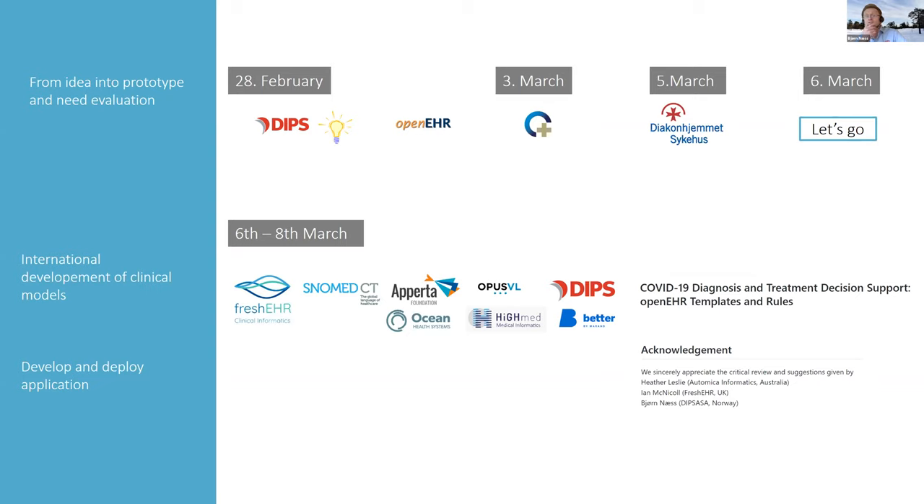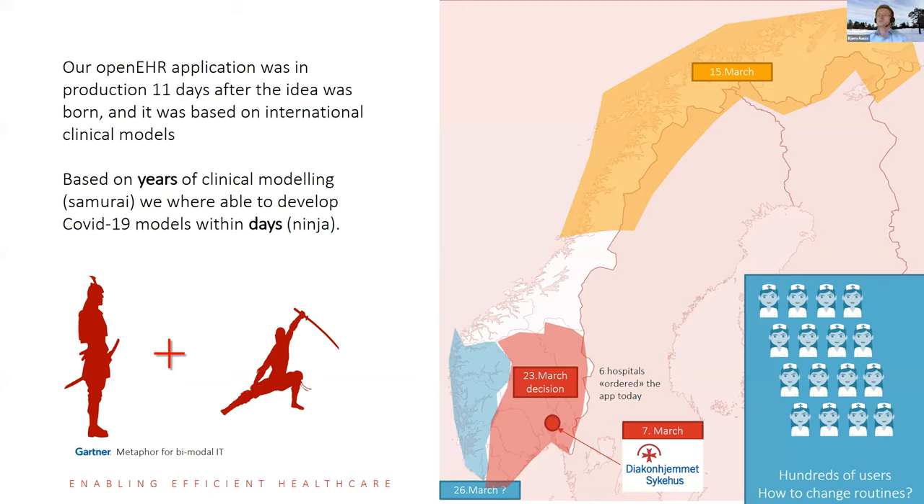this weekend, the 6th to 8th of March, where all the openEHR community came together, it was Ian, it was Peter, all kind of people involved making these models. It was really a great effort. And for us, as you said, Ian, something about the samurai and the ninja. So what we did was actually to pick up on the models that you in the openEHR community have been building for years and which we had approved also in Norway. So there were good models already present, which we could take into the COVID-19 application and do some justification on them. So that was the ninja part where we did some things to actually speed up the process to make these models international.